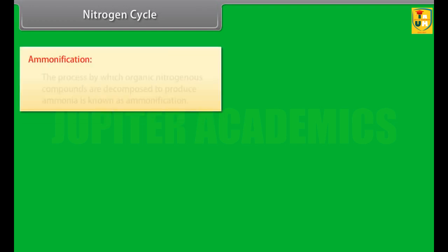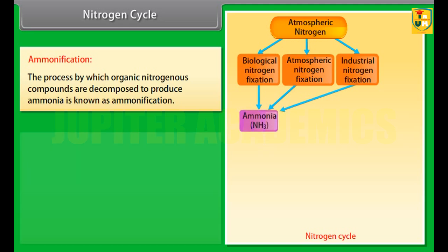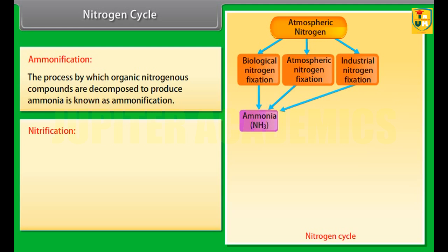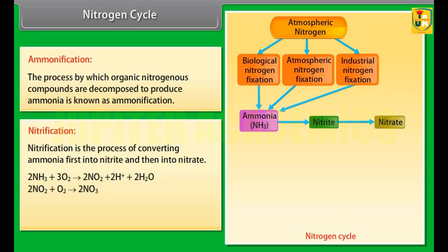Ammonification. The process by which organic nitrogenous compounds are decomposed to produce ammonia is known as ammonification. Nitrification. Nitrification is the process of converting ammonia first into nitrite and then into nitrate. 2NH3 + 3O2 gives 2NO2- + 2H+ + 2H2O. 2NO2- + O2 gives 2NO3-.